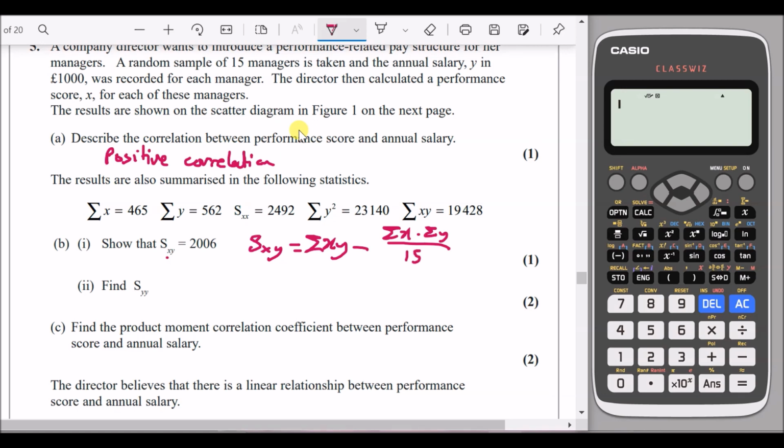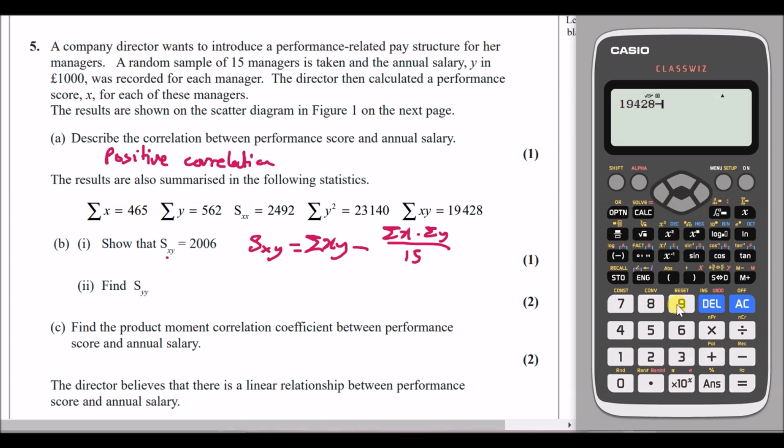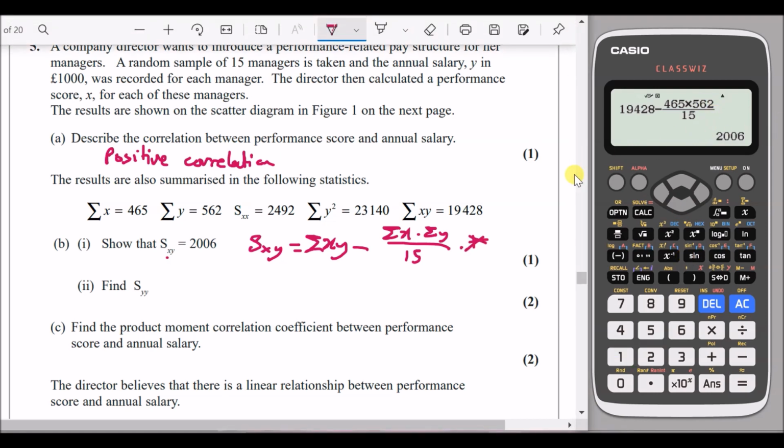Now all you do, guys, just plug in the values, yeah? So in the calculator, we're going to have literally 19,428 takeaway on the top line, 465 times 562 over 15, 2006. That's it. So just enter it just like that, yeah? And then you should get the answer. Expand this and replace this with values, guys.